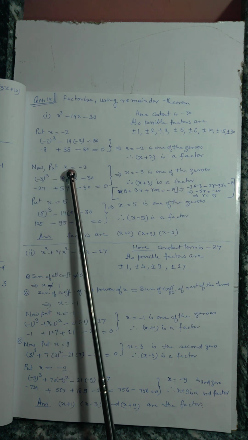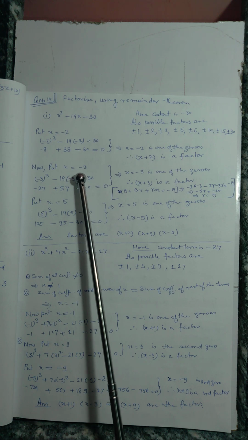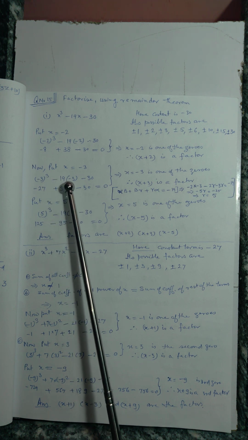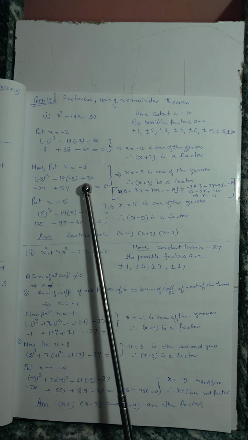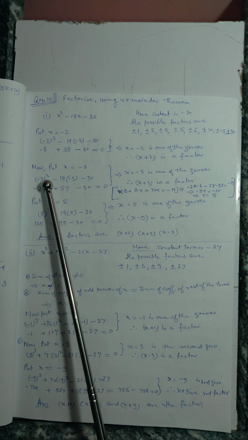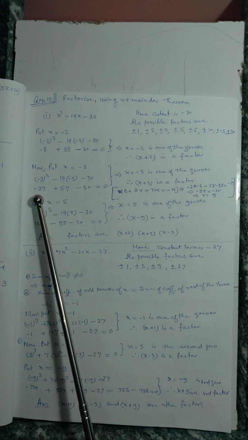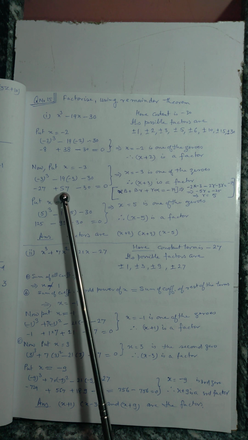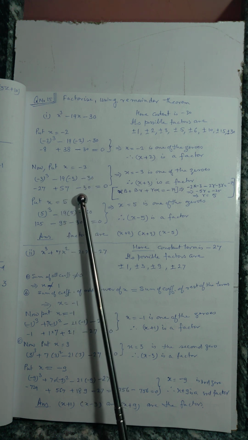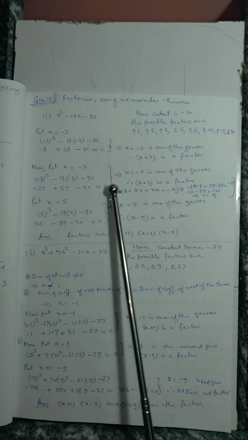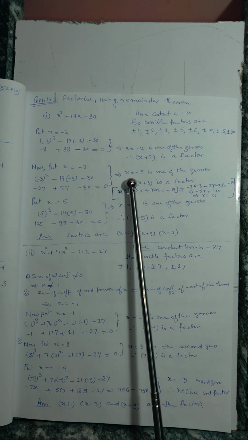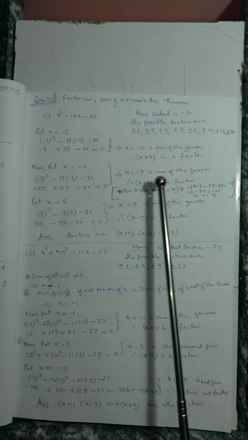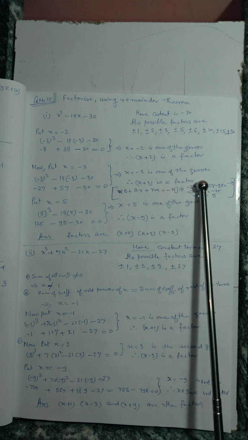Now put x equal to minus 3. We will get minus 3 raised to power 3 minus 19 into bracket minus 3 minus 30. You see, minus 3 raised to power 3 will be minus 27. Minus 19 into minus 3 will be plus 57. Minus 30 as it is. Now add them, you will get 0. Hence, x equal to minus 3 is one of the zeros. Therefore, x plus 3 is a factor.